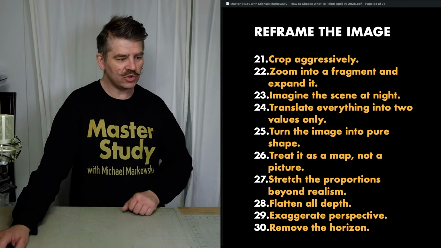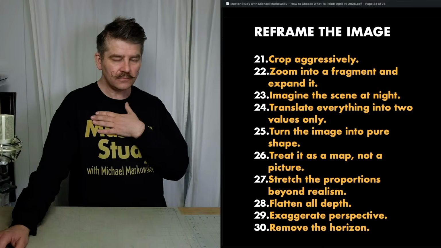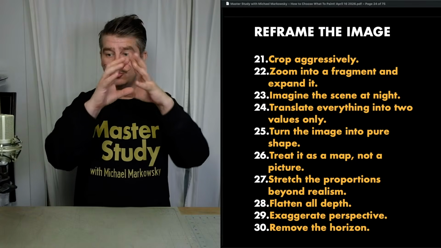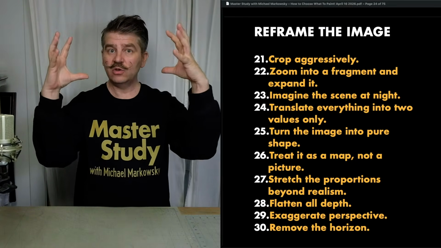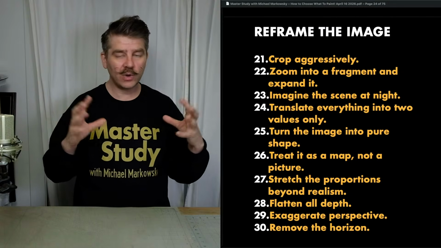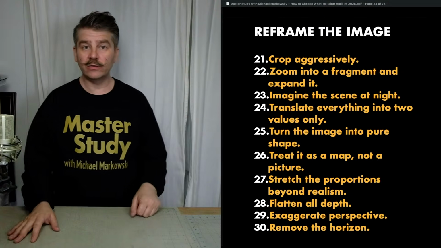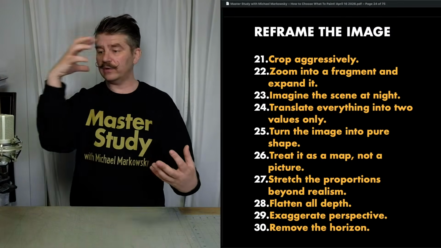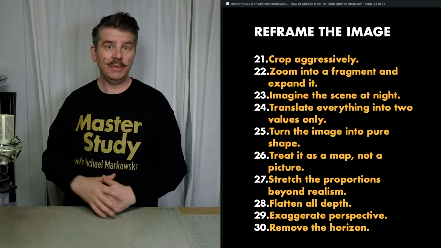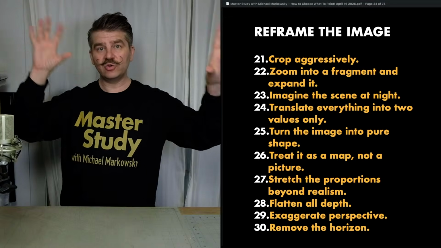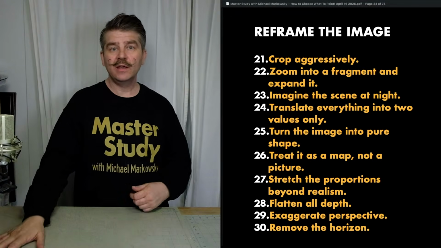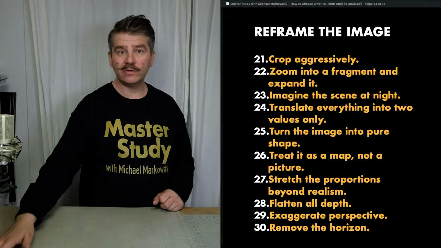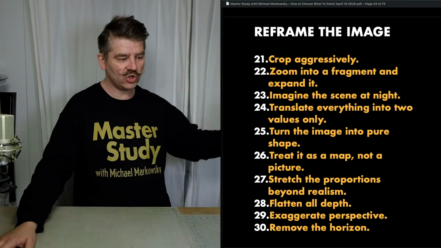Number 25 is turn the image into pure shape. So instead of trying to see that dog as a dog, what if we break the dog into shapes, triangles, circles, squares, rectangles, polygons, whatever it is, to translate it into something else. In that translation process, maybe it no longer becomes a dog at all, and it just becomes a bunch of different abstract shapes, like a Vasily Kandinsky painting, right? Where everything's atomized and just colors and shapes.